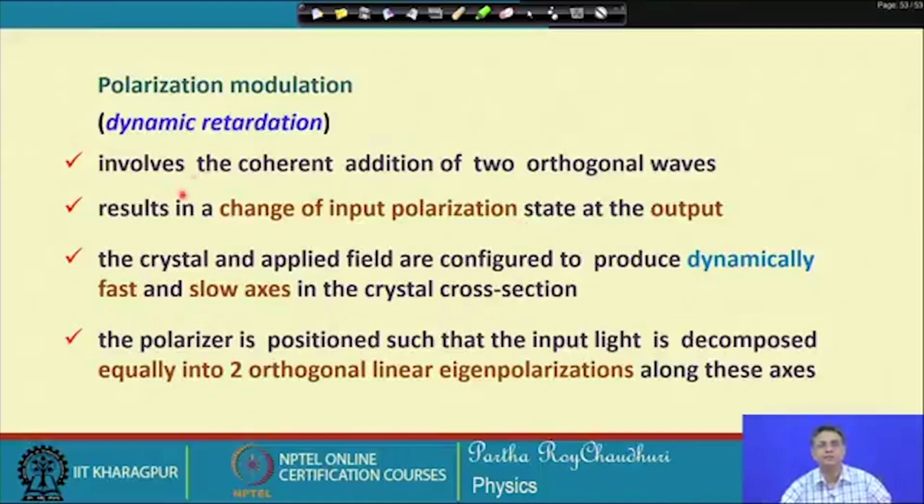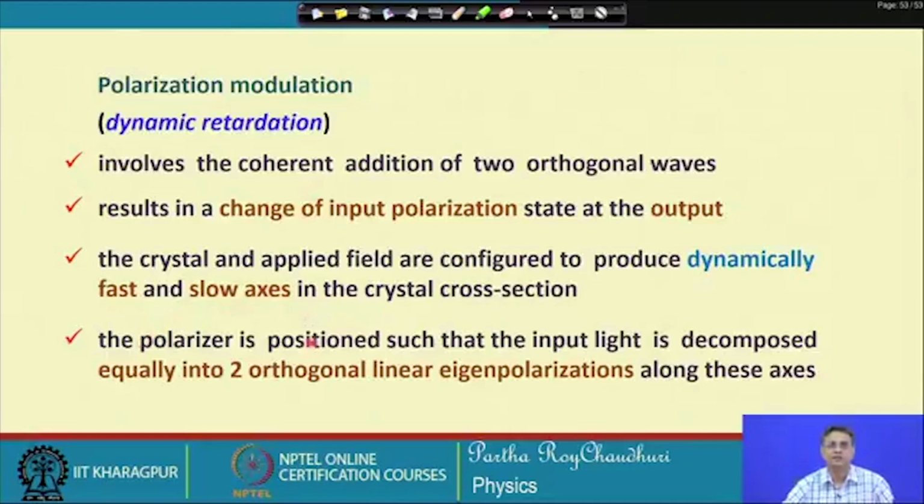So, it results in a change of the input polarization state at the output. The state of polarization will change, but not the direction of polarization. The crystal and the applied field are configured in such a way that a dynamic fast and slow axis is excited in the crystal across the cross section.